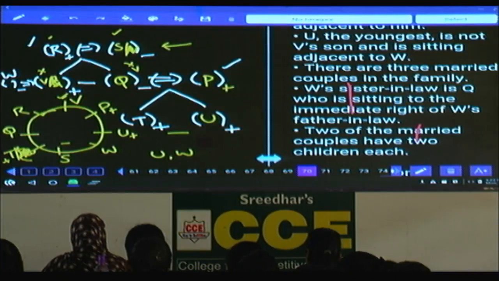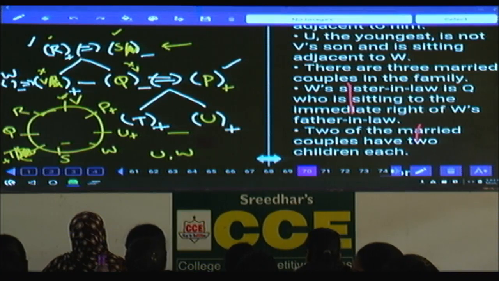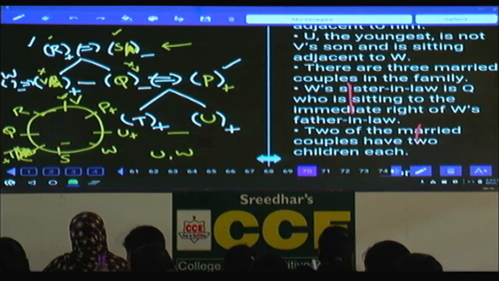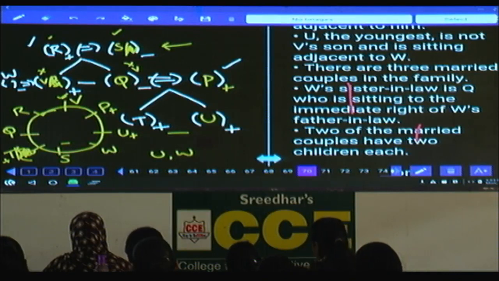That person is adjacent to this one. U and W are adjacent, and U, the youngest, is not V's son and is sitting adjacent to W. There are 3 married couples in the family, and W's sister-in-law is Q. Q's brother is V, V's wife is W, and she is to the immediate right of W's father-in-law. Who is W's father-in-law? R.